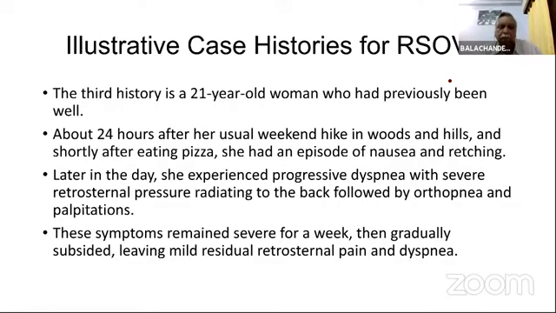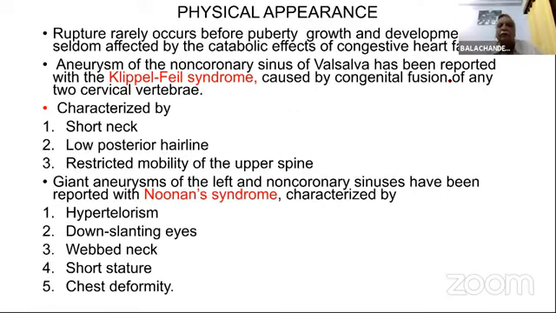Next slide. The appearance is important because it rarely occurs before puberty. So the patient is normally developed, occasionally associated with some skeletal abnormalities like Klippel-Feil syndrome, which has a short neck, a low posterior hairline, etc. And you have it occasionally with Noonan syndrome. You have Marfan syndrome also. Next slide.